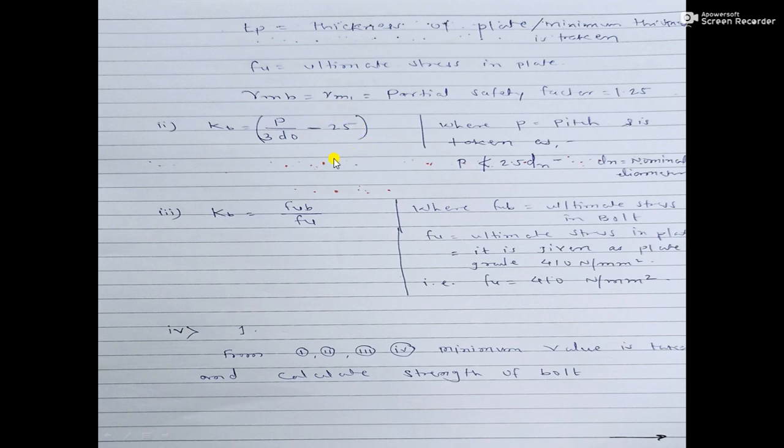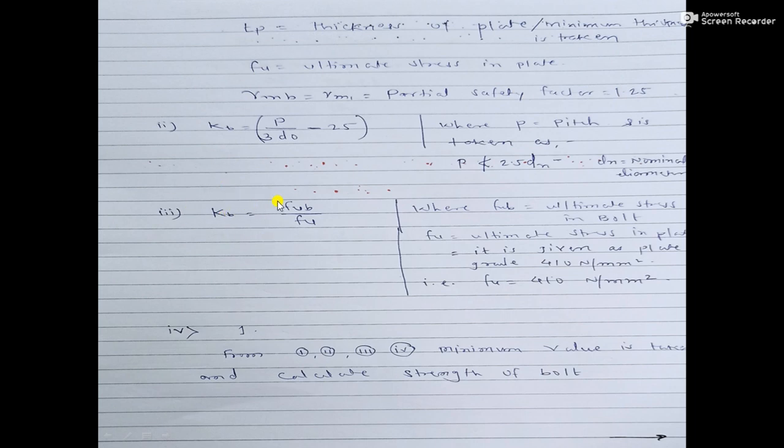So the pitch should not be less than 2.5 dn, where dn is the nominal diameter. Remember, while taking the edge distance, we considered d0, but while taking the pitch, we consider the nominal diameter. It should not be less than 2.5 times the nominal diameter. This is the second value we have to calculate for Kb.